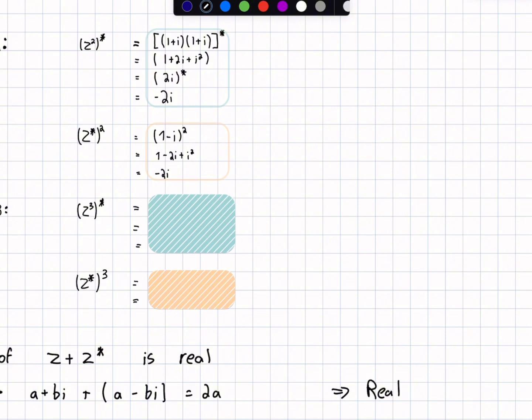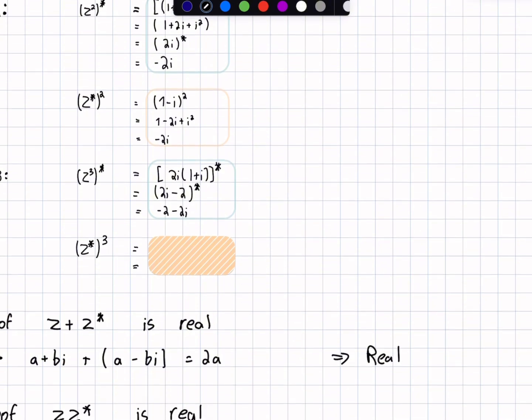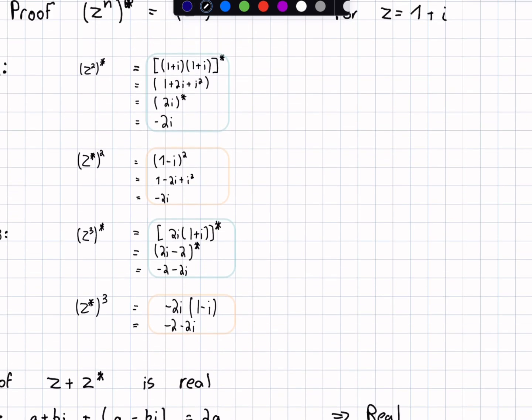Now, let's check for Z to the power of 3. For Z to the power of 3, it also gives a negative 2 minus 2i. Now, for Z conjugate to the power of 3, it should give the same result. And after some simplification, it does. And there's actually no need to repeat further than this, because after these two steps, it will begin to repeat in a predictable way.